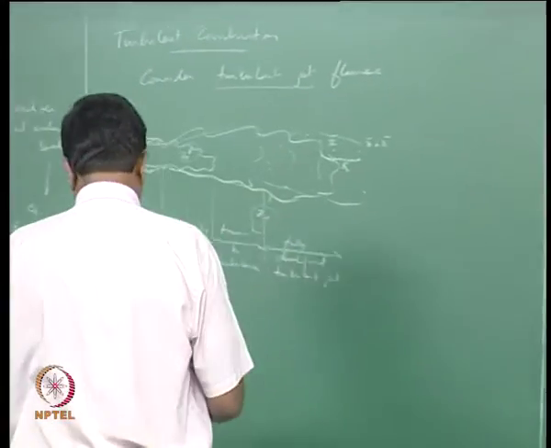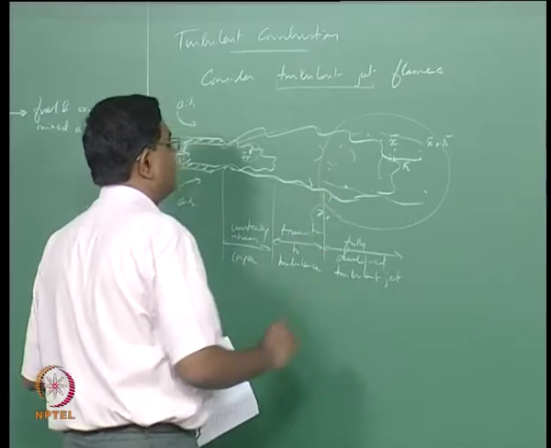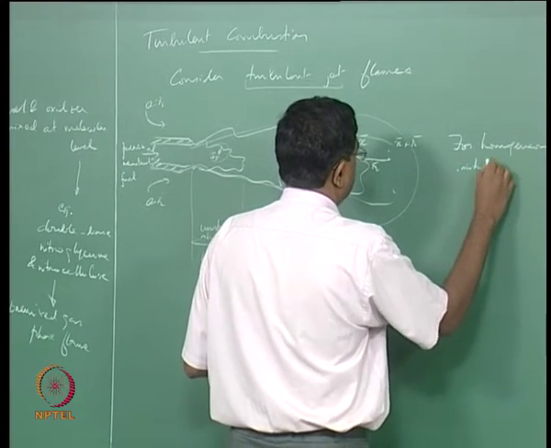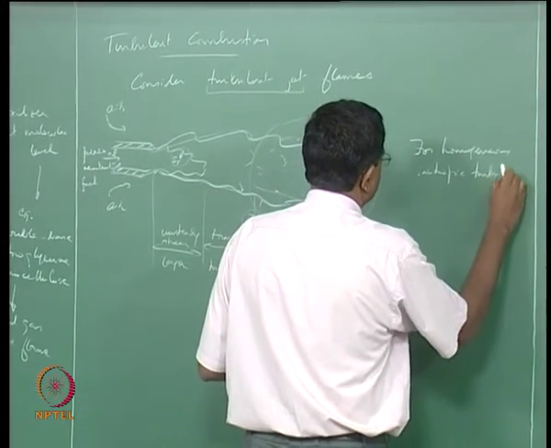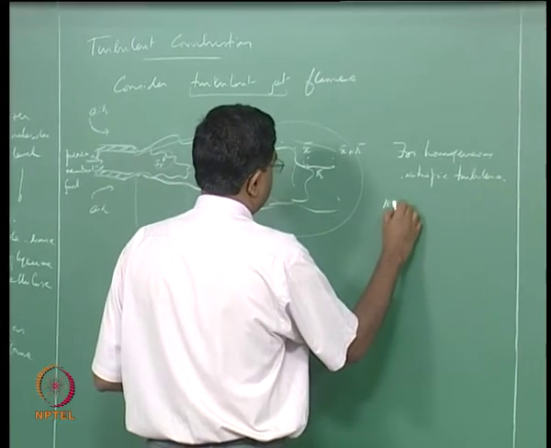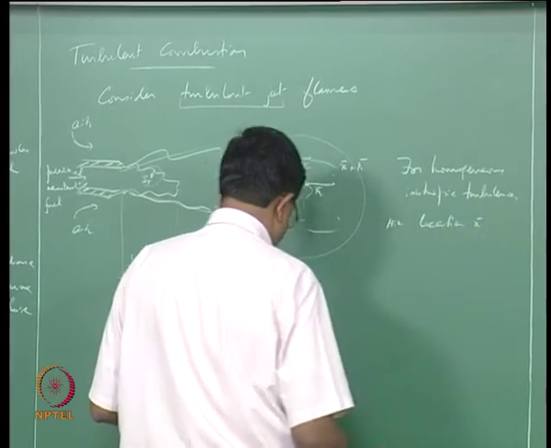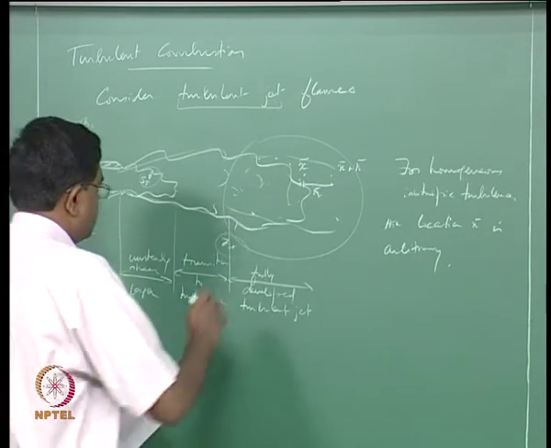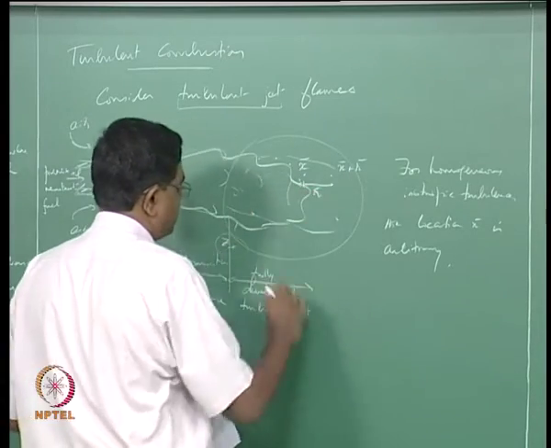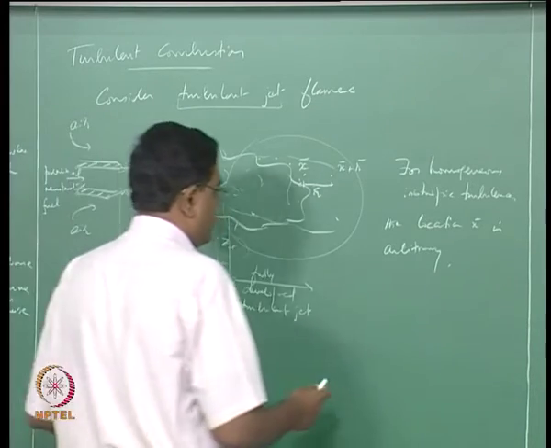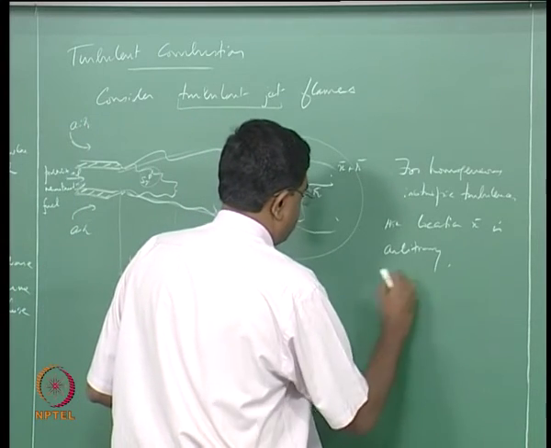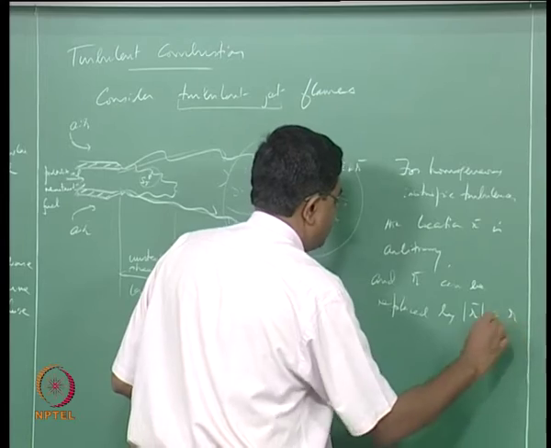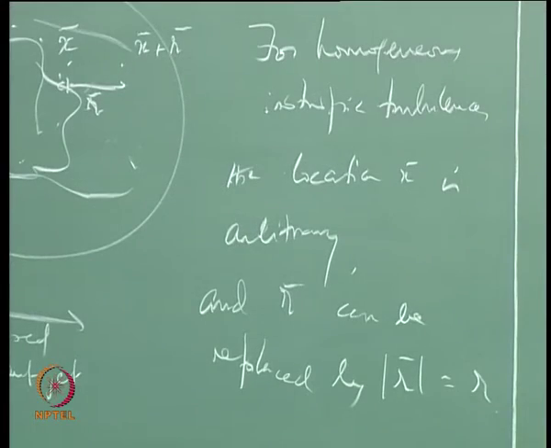Now if you're looking at this region where it is fully developed turbulence for homogeneous isotropic turbulence, the location x doesn't matter. Location x is arbitrary, and all you're looking at is essentially the actual distance rather than the displacement. So you don't have to look at this in vector form. The direction didn't matter because it's isotropic. The location didn't matter because it's homogeneous. Therefore, r can be replaced by mod r, let's say simply r without the vector, and then what you're looking for is a velocity correlation.